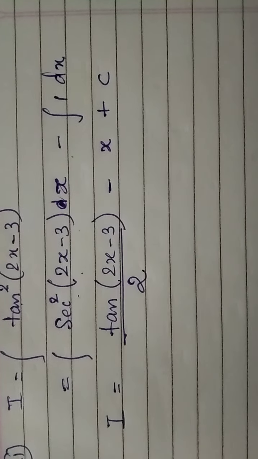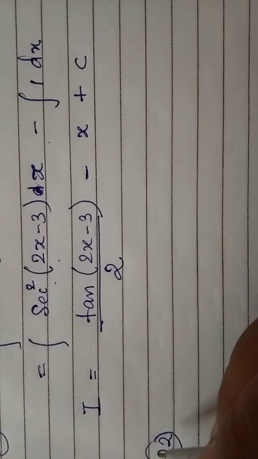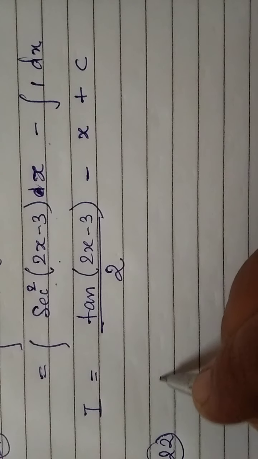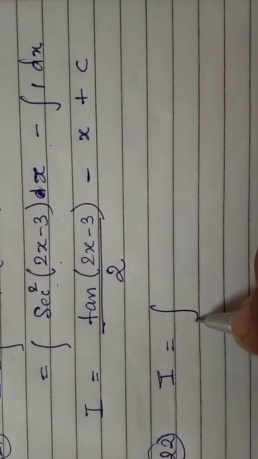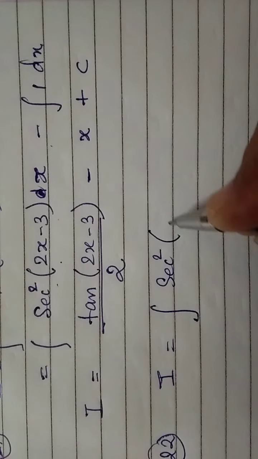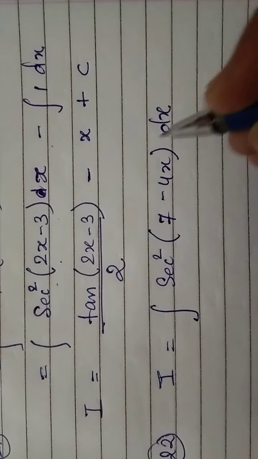Now I go to the next question, that is question number 22. So next question is I is equal to integral sec squared of 7 minus 4x into dx.